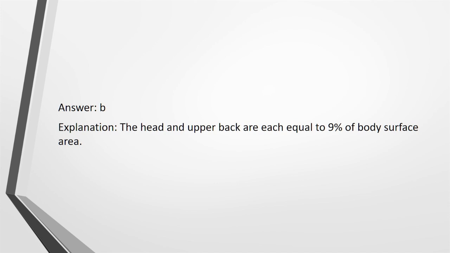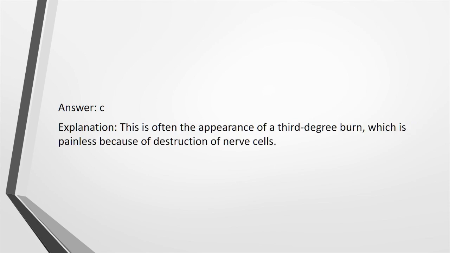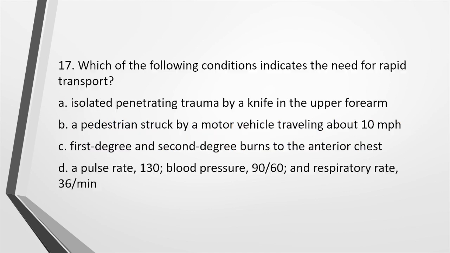16. How would you classify a burn that is pearly white and almost painless? A. First-degree burn. B. Second-degree burn. C. Third-degree burn. D. Chemical burn. Answer: C. Explanation: this is often the appearance of a third-degree burn, which is painless because of destruction of nerve cells.